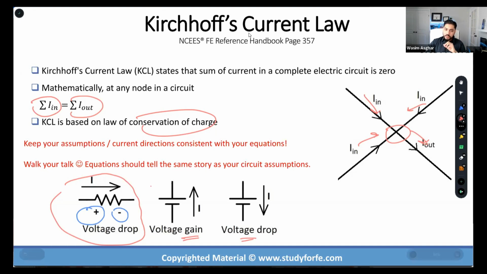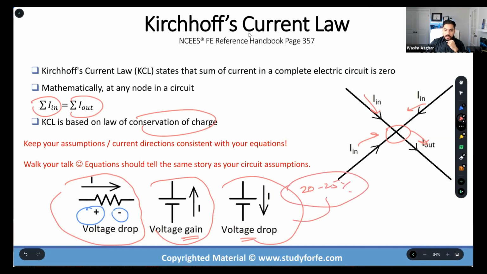The gain is pretty intuitive for most of the students. The drop is not intuitive for most of the students. This results in, again, I don't have any hard stats, but just based on eyeballing the number of questions I see from students and mistakes that students make, I would say about 20 to 25% of the mistakes in circuit analysis are due to this one simple misunderstanding.